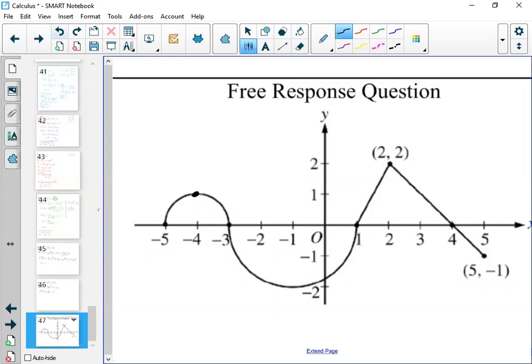Oh man, I had a cool color. Hold on. There we go. I wanted to go pink today.